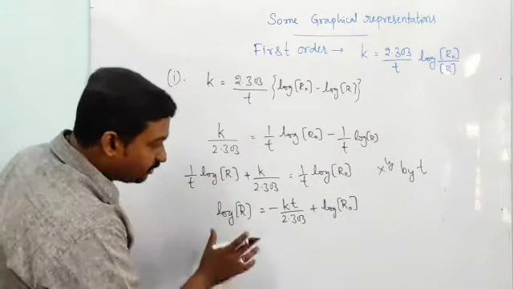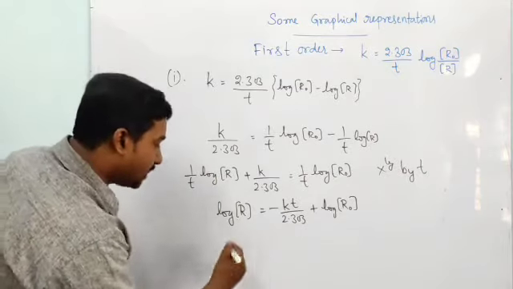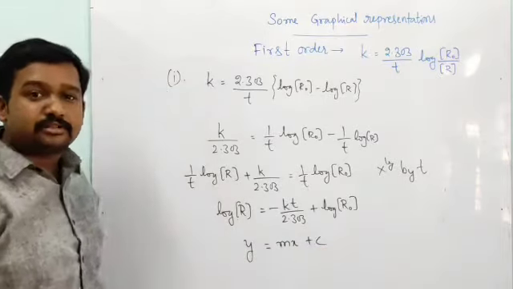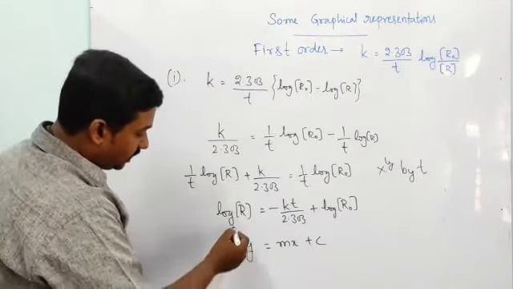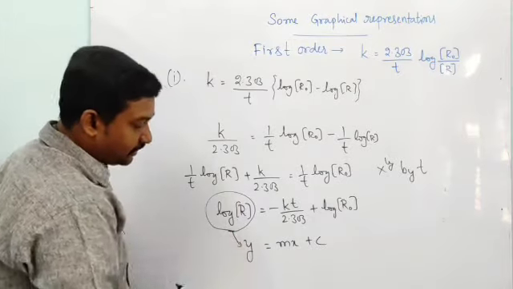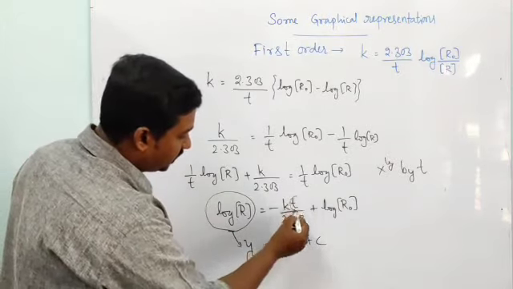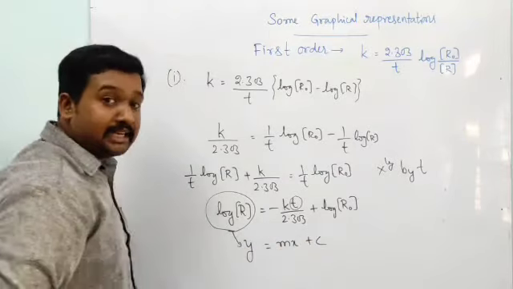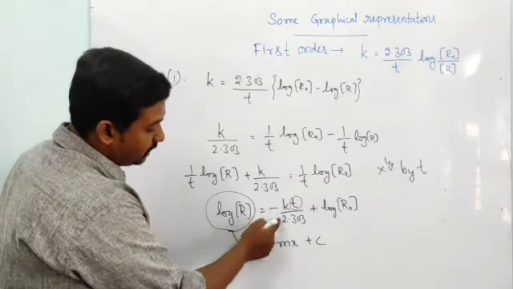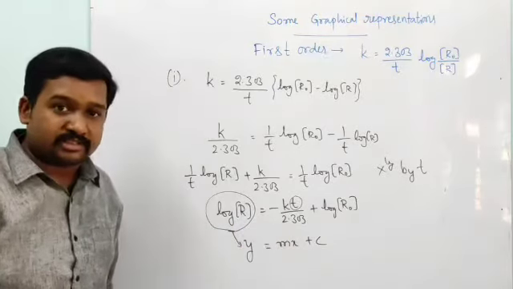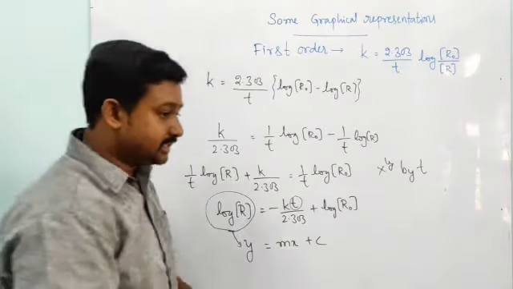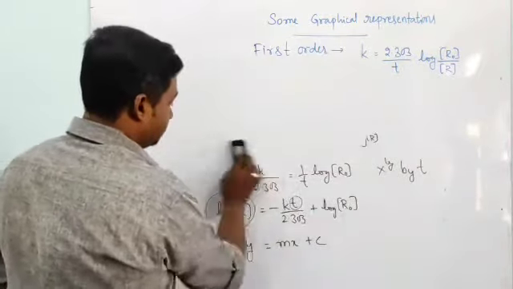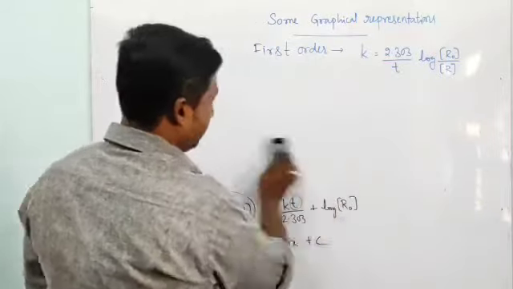Now the purpose of writing this equation is because I can compare it with y equals mx plus c, which is the equation of a straight line. Now I can take log R on the y-axis and I can take t, time, on the x-axis. Then c, log R0, will be the intercept. And minus k by 2.303 becomes the slope of this. Yes, let us see the graphical representation. So this is the first way of representing graphically.